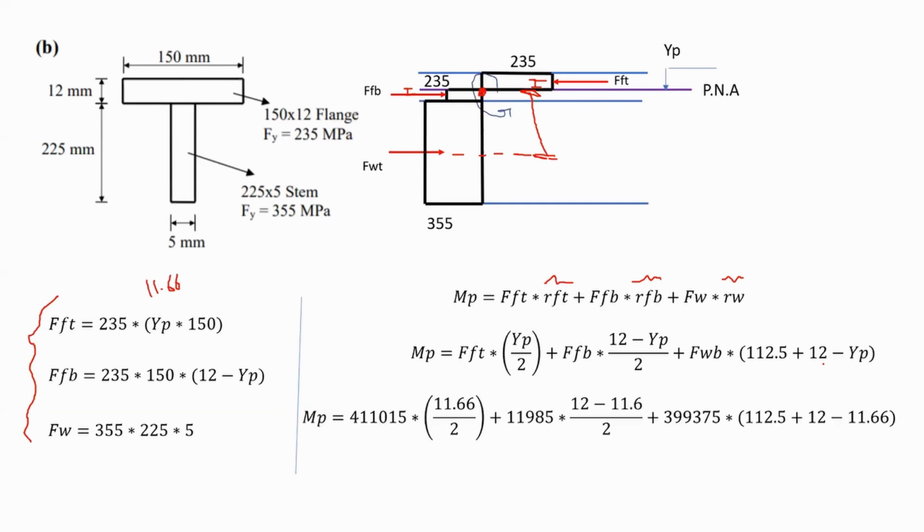And if you open the equation more, here we have all the forces calculated. This is the moment arm to the force in the flange top, and these are the other forces and their moment arms. Calculate this whole equation, and you get your moment MP, which is equal to 47.46 kilonewton meters.